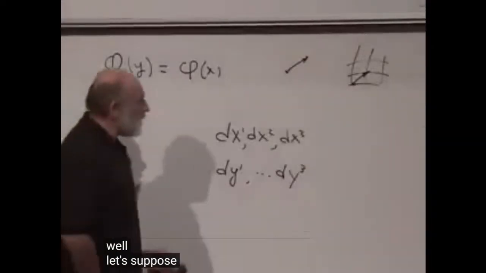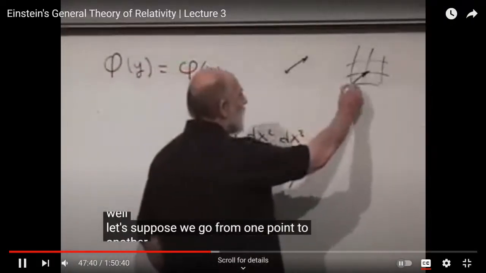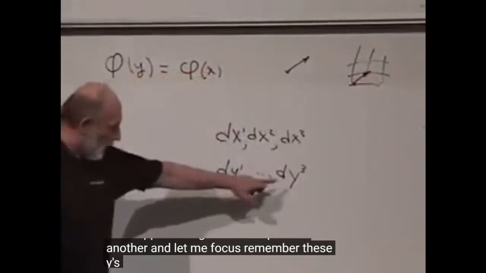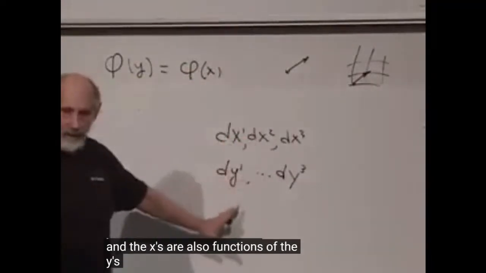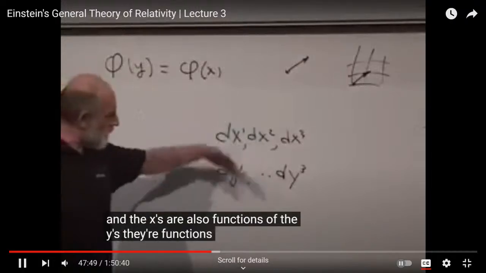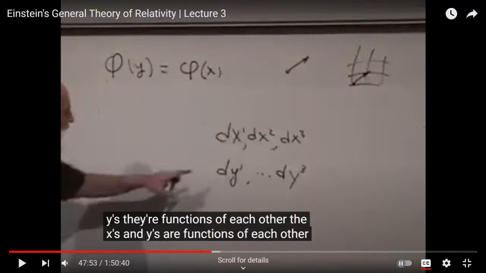Well, let's suppose we go from... Well, we already wrote out how to convert from one coordinate system to another. From one point to another, and let me focus, remember, these y's here are all functions of x, and the x's are also functions of the y. They're functions of each other. Right, but you can treat them each as independent. You can say, okay, the x's are independent or the y's are independent.